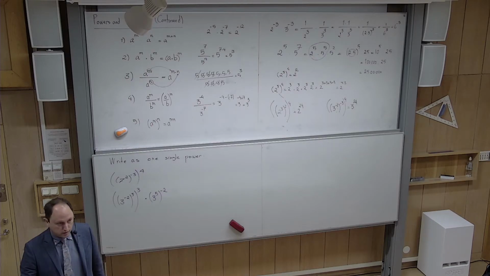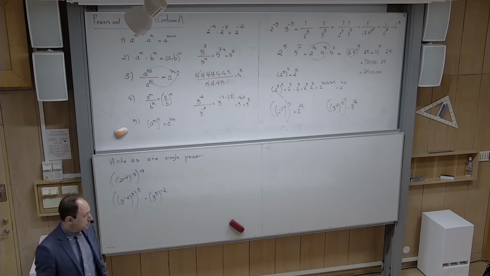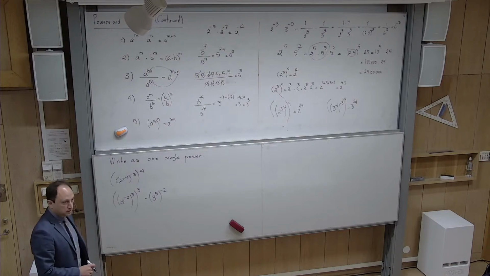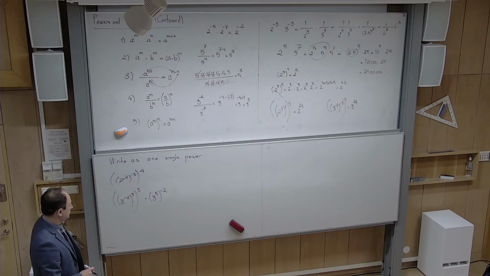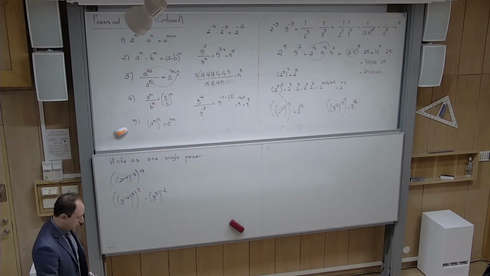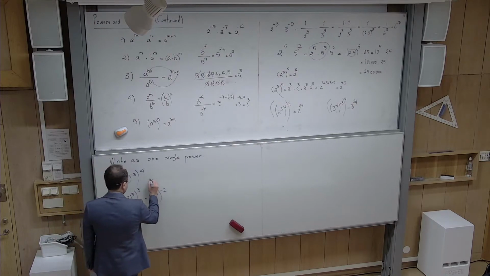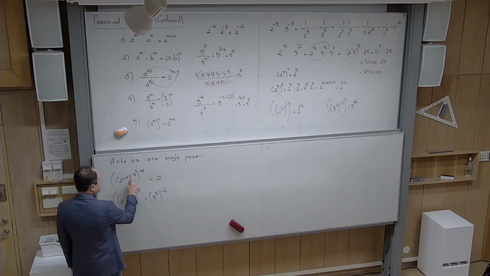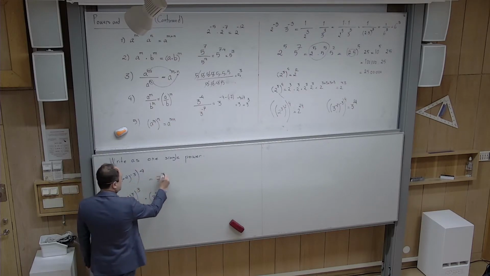Do you have any questions? Okay, so what is the answer to the first one? Negative 24, yes. Why is that? Because you write the base and then you start multiplying these numbers one after the other. So 2 times minus 3 is minus 6, times 4 is minus 24. That's correct.